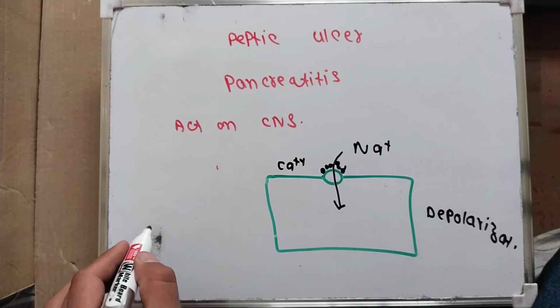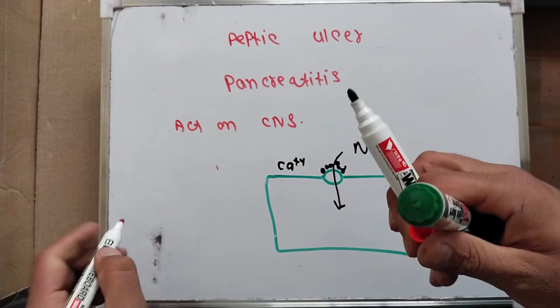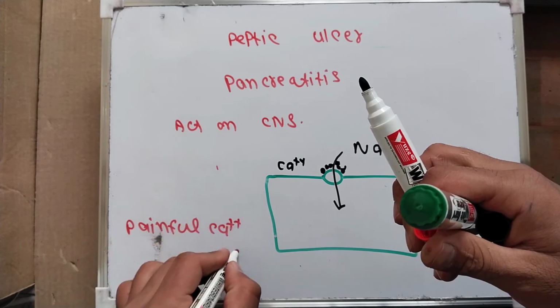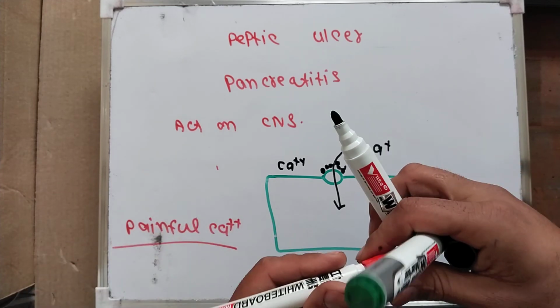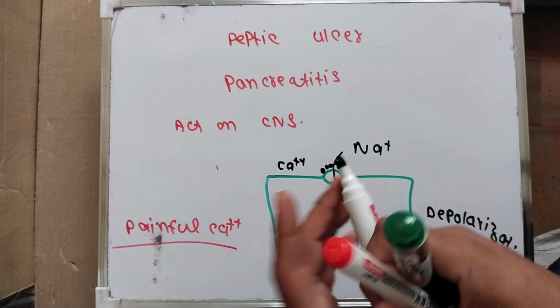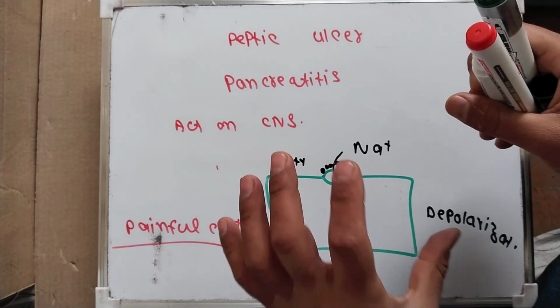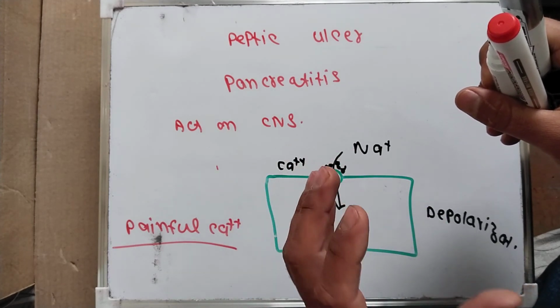Bones also become painful, because a large amount of calcium ion is removed from the bone, and thus the bone becomes painful. So this is what we have about primary hyperparathyroidism.